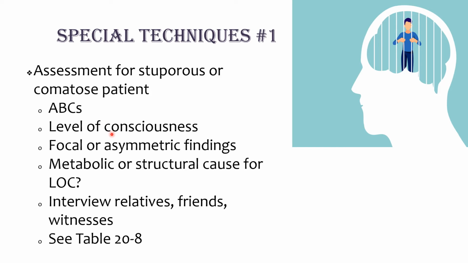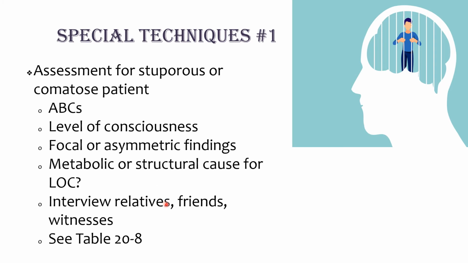First, you have to assess and stabilize the ABCs, or the airway, breathing, and circulation. Then establish the patient's level of consciousness and perform a neurologic examination. Identify the focal or asymmetric findings and determine if the cause of impaired consciousness is structural or metabolic.